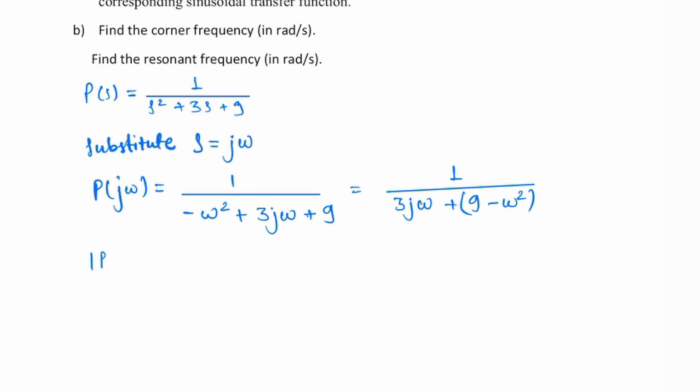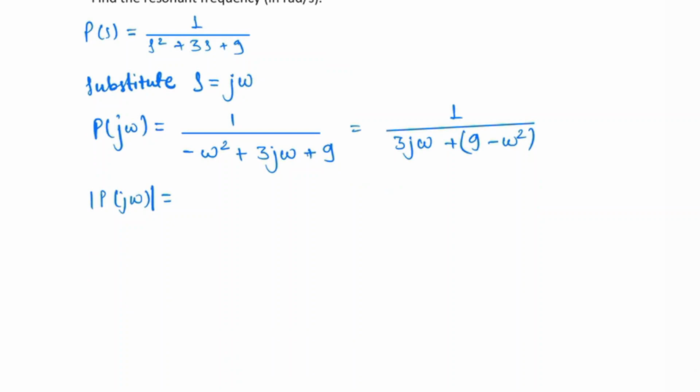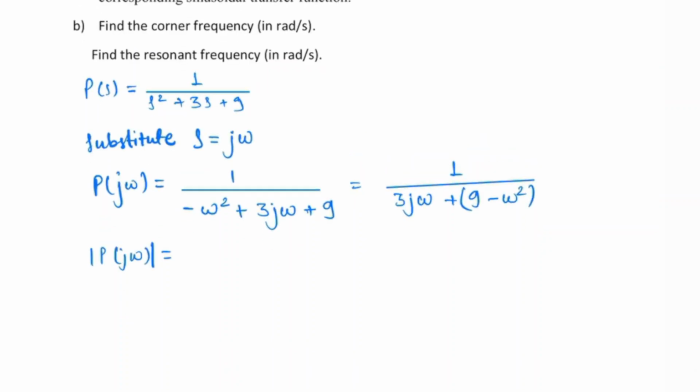And if we take the magnitude, this would be the magnitude of P of j omega. So we have 3 into omega whole square plus 9 minus omega square whole square.